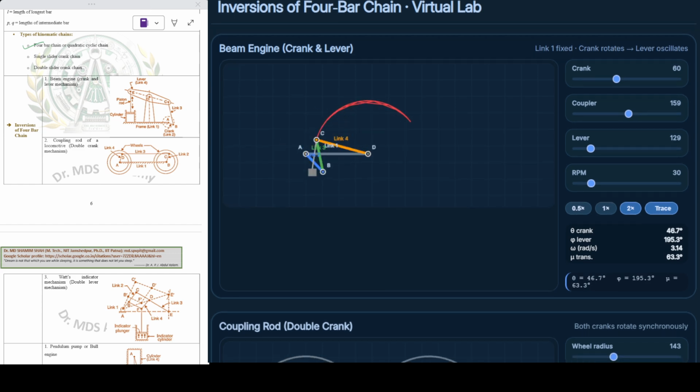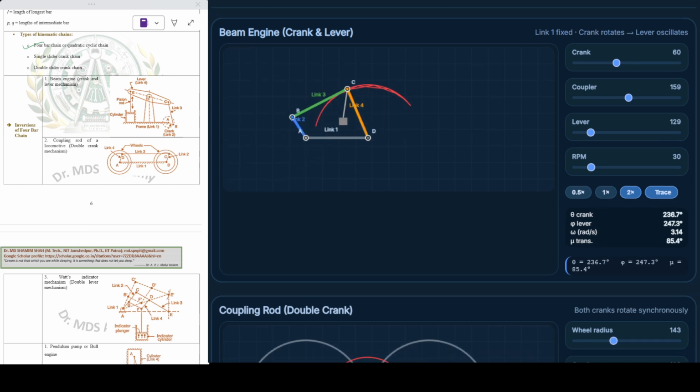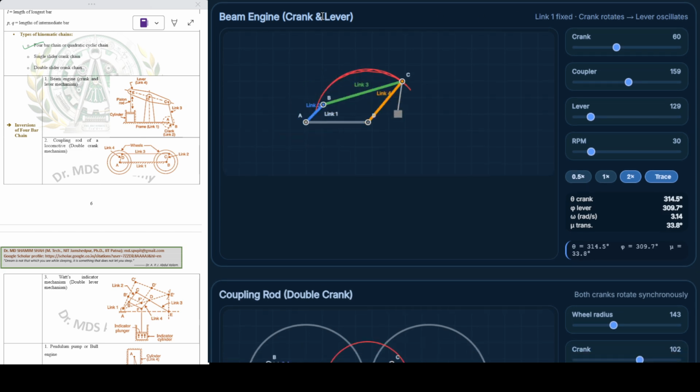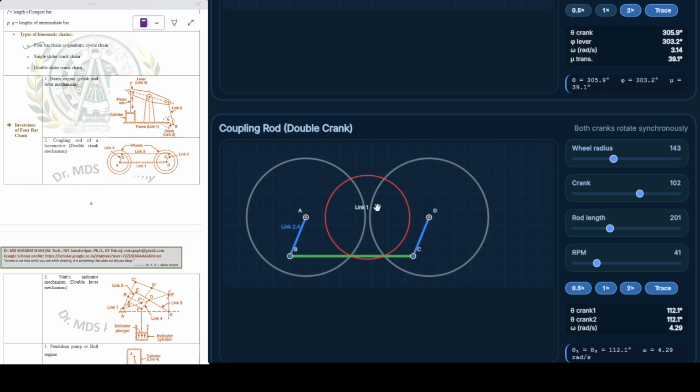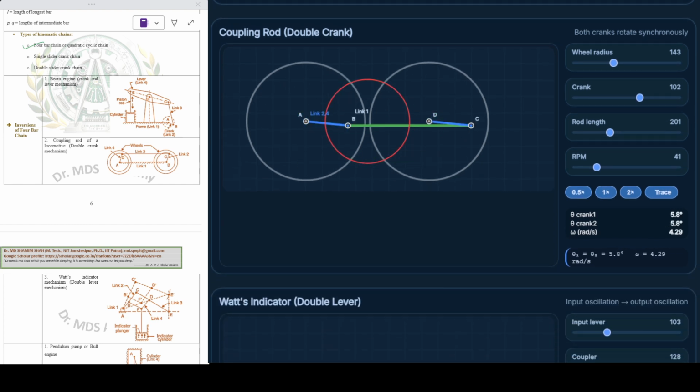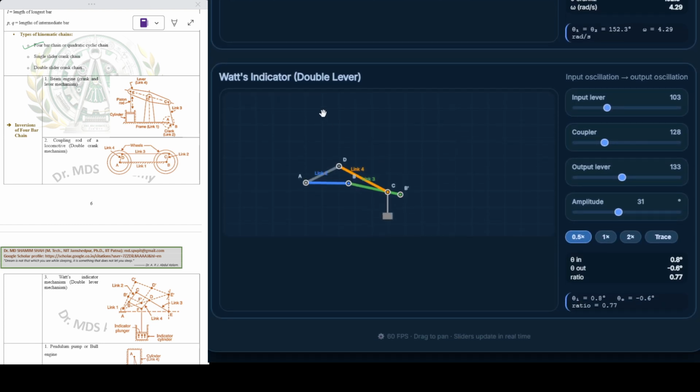You have to keep in mind that only three cases we have in the 4 bar chain: the beam engine, also known as the crank and lever mechanism. The second one is the coupling rod, also known as the double crank, because we have two blue lines, crank links, and also known as double crank. Here we have two levers. The input lever is this blue one, and the output lever is our yellow one.